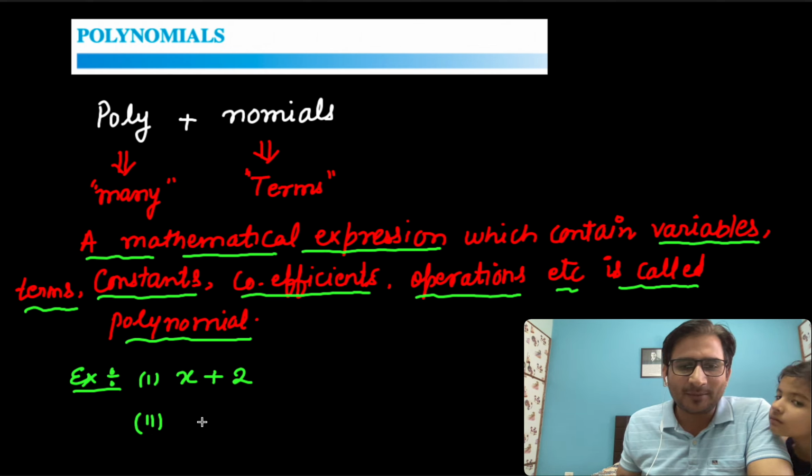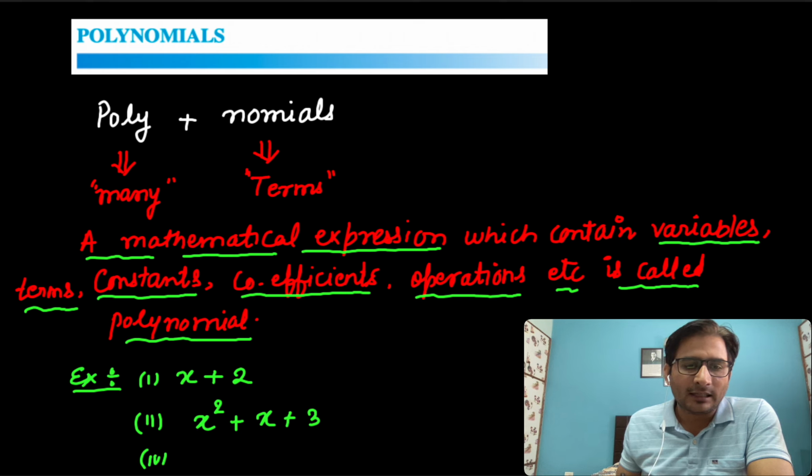Second, let me write another example. If it is x square plus x plus 3, this is an example of a polynomial. Let me write the third example. Suppose it is written only 5. This 5 is also a polynomial, right? So these are some examples of the polynomial.